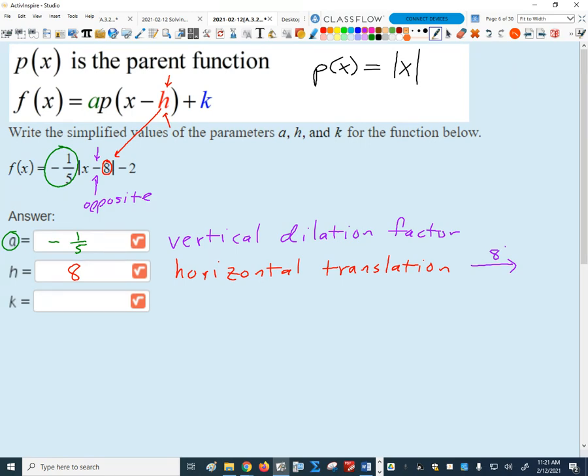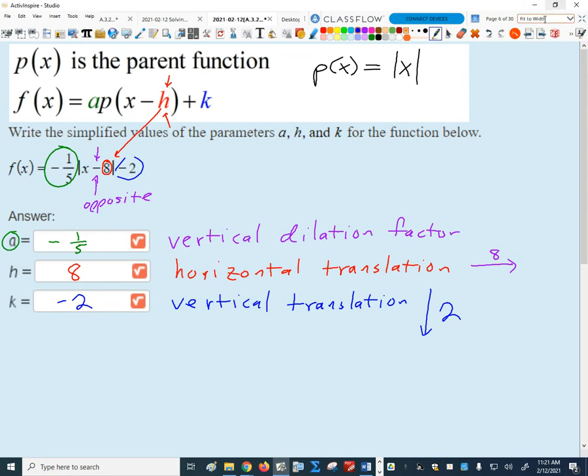And then finally, what is k? So here's k, right? K is the number that's being added outside. Well, if I'm subtracting 2, isn't that the same as just adding a negative 2? Anybody agree? K is negative 2. And so that means that's my vertical translation. Translation just means slide or shift, right? So I'm going down by 2. Everybody agree? Those are the 3 things that are being done.